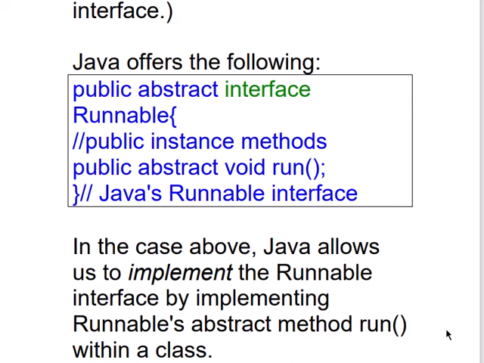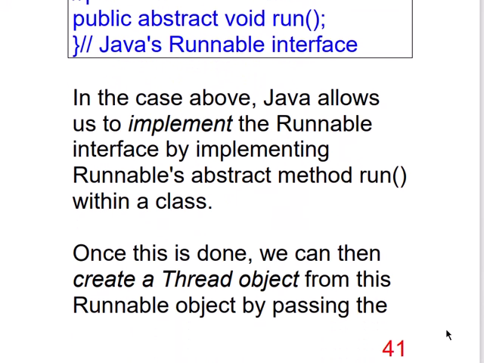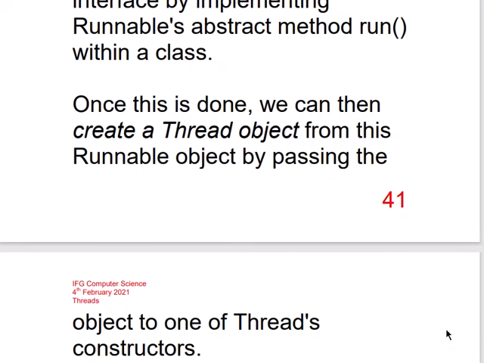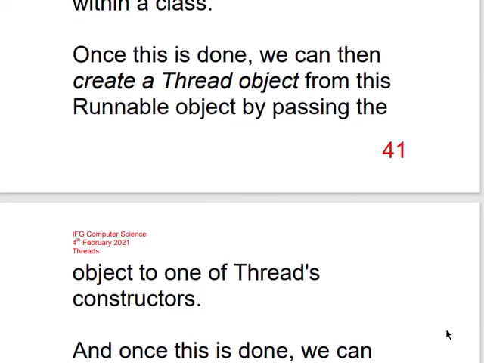So Java allows us to implement the Runnable interface by implementing Runnable's abstract method run within the subclass, within a class or subclass. Once this is done, we can then create a thread object from the runnable object by passing the object to one of Thread's constructors. I mean, that sounds like a bit of a nightmare to understand.